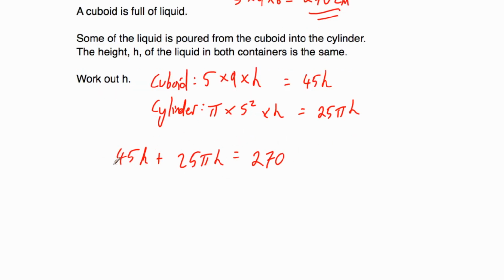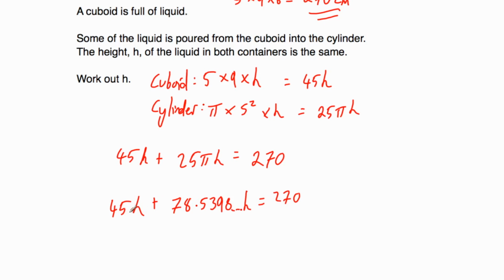Now it looks a bit tricky, but we've just got so many lots of h plus so many lots of h equals 270. If it was 3h plus 4h, that'd be 7h. That's nice and easy. In this question, because we've got the pi, it looks a bit trickier. In questions like this, I like to change my 25 pi into a decimal. I just find it helps me figure it out more easily. So we've got 45h plus 25 pi. So 25 times pi is equal to 78.5398 and so on. h is equal to 270.